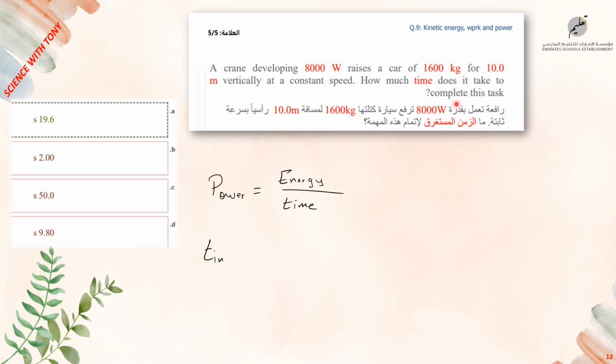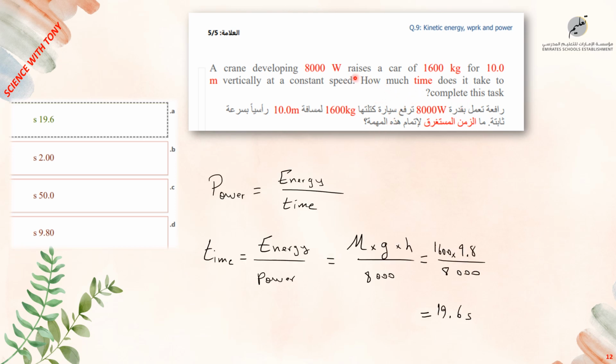To answer this question, it's asking for time, and the power is given. So how do we calculate the time? By arranging the equation, time is equal to energy over the power. Because the car is moving vertically, we have to use the potential energy, U, which is equal to mgh, over the power, which is 8,000 watts. So the mass of the car multiplied by the gravity multiplied by the height of 10 meters, over the power, and it took the crane 19.6 seconds to raise the car 10 meters.